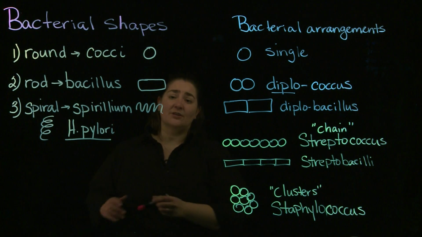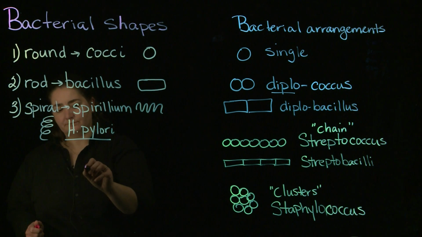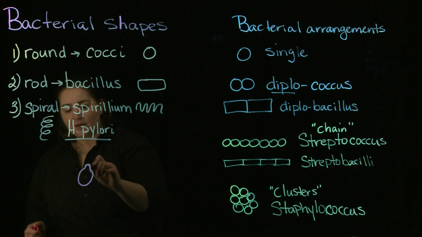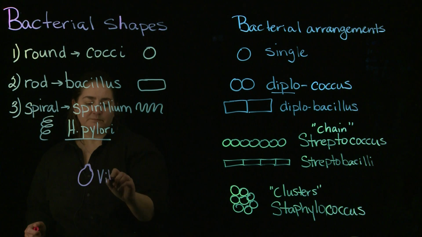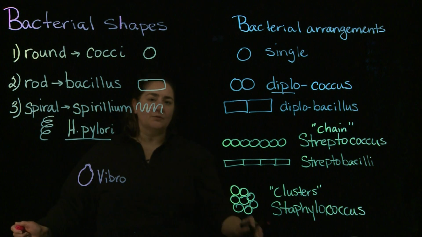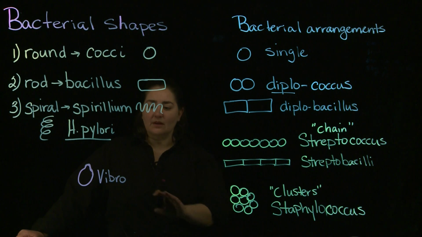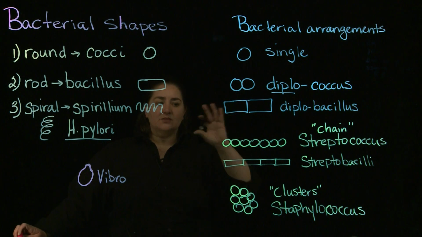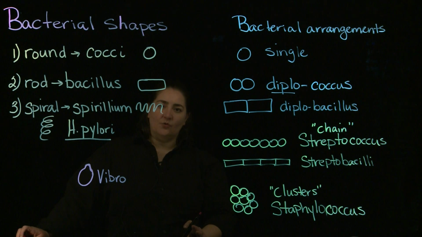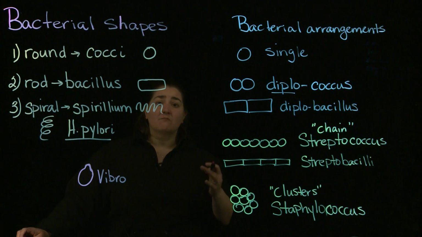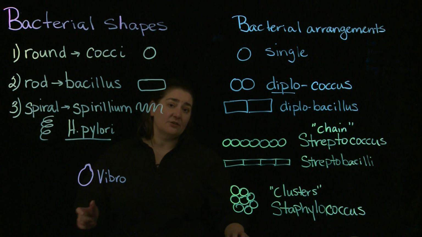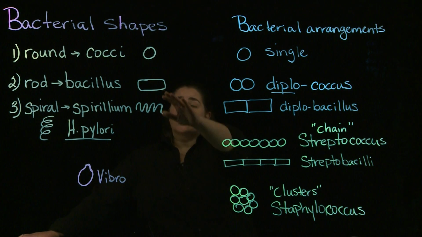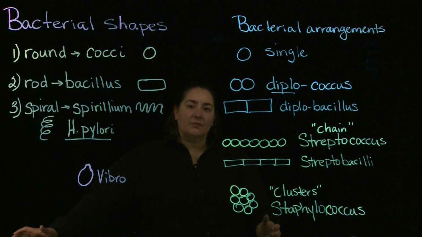You can have bacteria that are kind of comma-shaped. That's not really a great comma, but kind of comma-shaped. Those would be known as Vibrio. So there are some other arrangements out there. These are the ones I'm most concerned that you're aware of, because most of your pathogenic bacteria, which are going to be of concern to you as a future healthcare provider, are going to be either cocci, bacillus, or spirochetes.